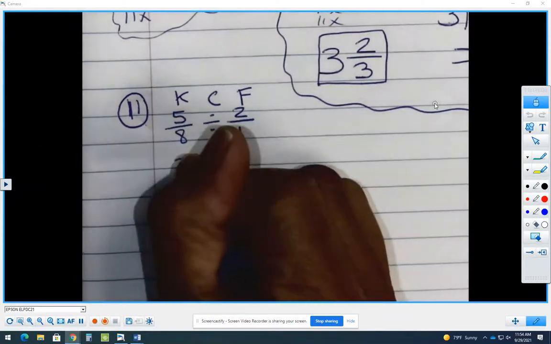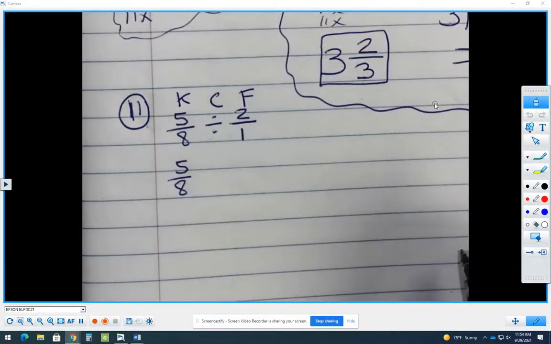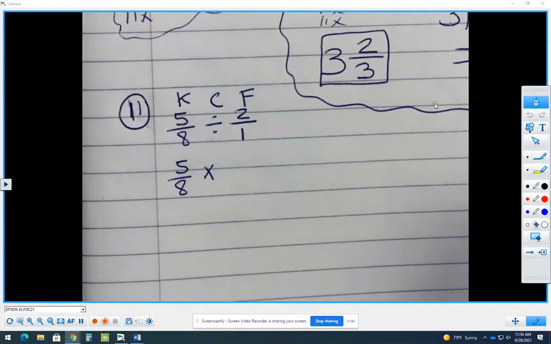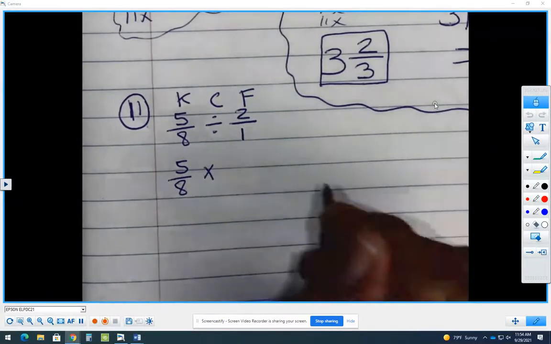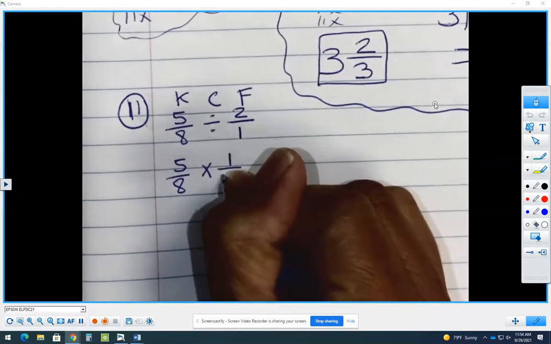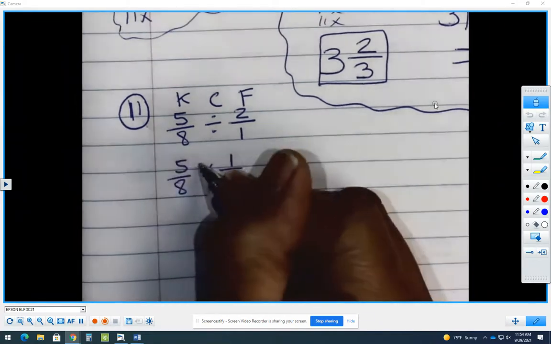So let's keep it. And then the C stands for change to multiplication. The F stands for flip, which is the reciprocal. That's what it's called. When you flip a fraction, you're getting the reciprocal. Now we're ready to rock and roll, because that's why we do the KCF when dividing, to help us divide fractions.